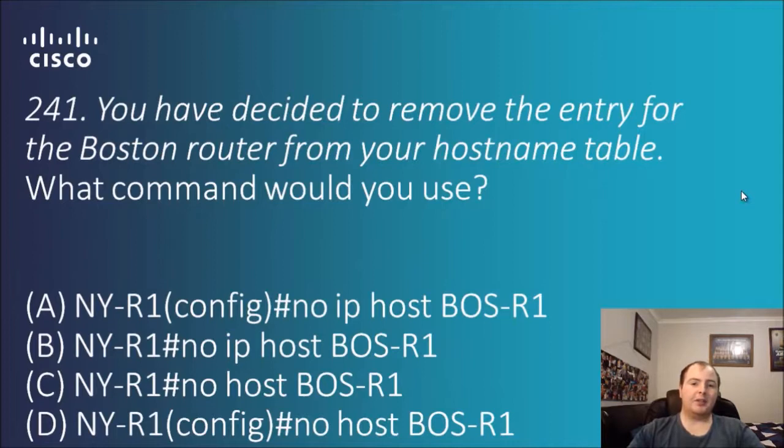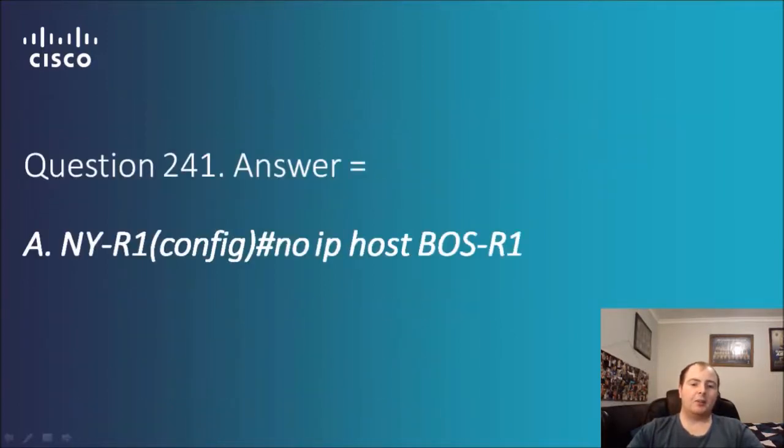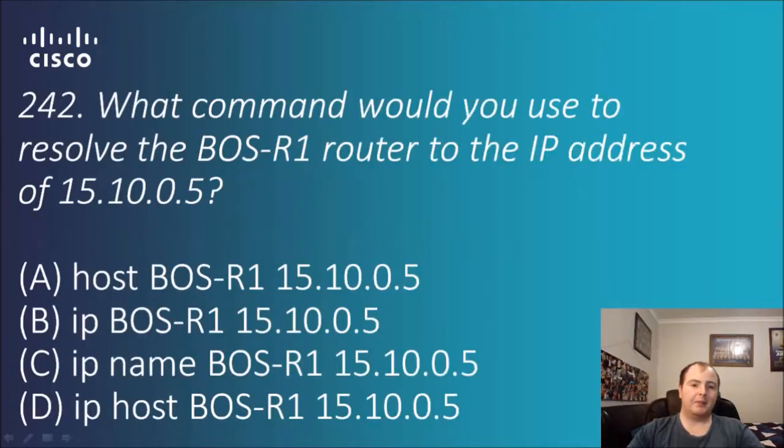241. You have decided to remove the entry for the Boston router from your hostname table. What command would you use? We've got no IP host, no IP host, no host, no host in global config modes and without. So it's unlikely that you'll be able to make this change without being in global config mode. As you can see, these commands aren't in global config mode, so it's going to be one of these two. And pretty much hostname will have the host and the IP address it's associated with, so it leans towards A, and that is the answer. No IP host BOS R1.